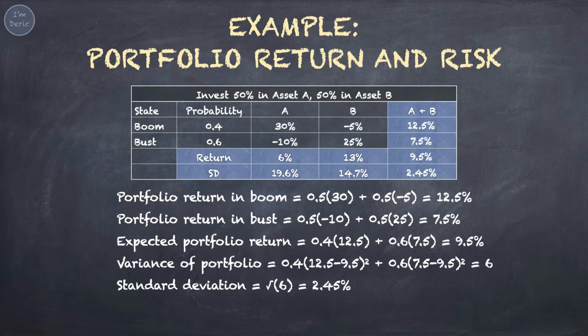Before you can calculate the standard deviation, you need to get the variance first. By taking 0.4 times 12.5% minus 9.5%, square it, plus 0.6 times 7.5% minus 9.5%, also square it, then you will get the variance of portfolio. Open square root of the variance, you will get the standard deviation of portfolio equals 2.45%.